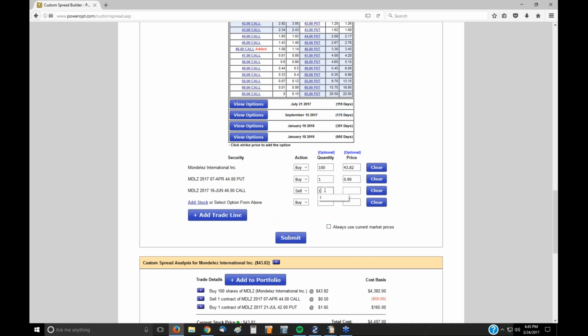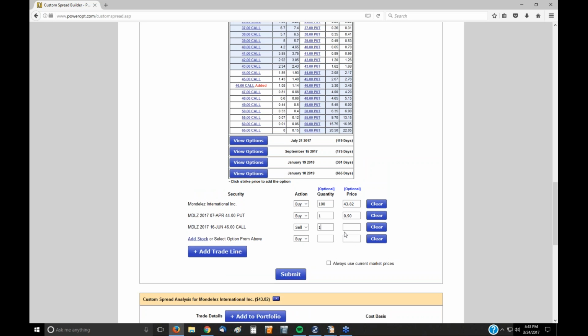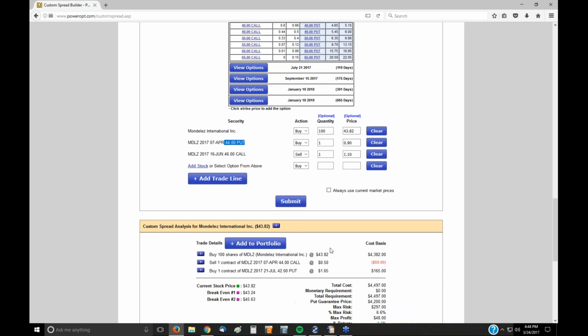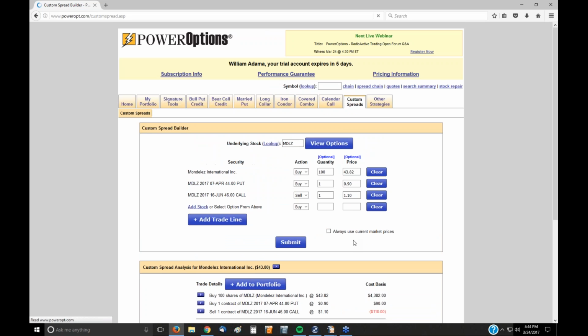We're going to sell that for, let's call it 1.10. All right. So what are we doing? I'm selling essentially an 85-day out, roughly close to pretty much a 3-month out call that's 2 points out of the money, roughly 5% out of the money for a credit of 1.10, and I'm buying a near-term at the money April 44 put for 90 cents. I get a positive credit of 20 cents to reduce the cost basis. But what are we looking at?